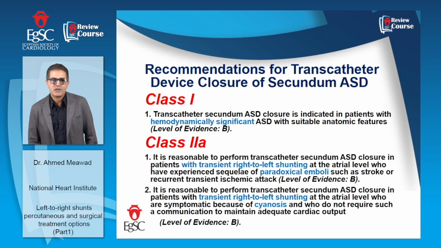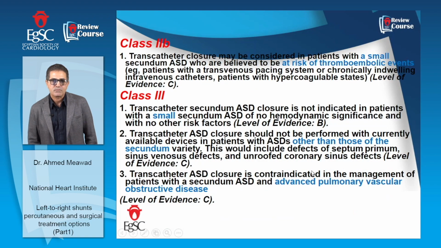What are the recommendations, the guidelines, for transcatheter device closure of secundum ASD? If it is a hemodynamically significant ASD with suitable anatomic features. Class 2A, if there is a transient right to left shunt that causes paradoxical embolism resulting in stroke or TIA, or this shunt may cause transient cyanosis, these patients are considered a class 2A indication.